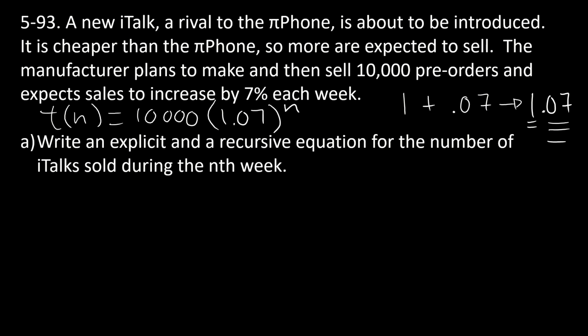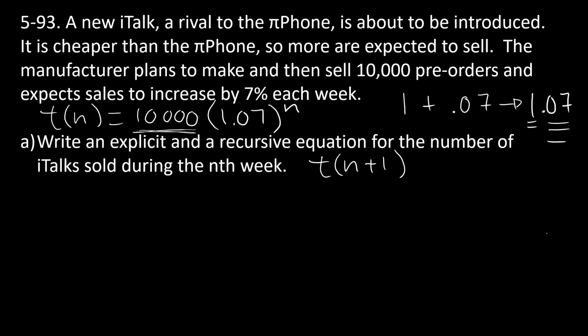So this is the same model I had before, right? It's my initial pre-sale, my 0th term, and every single time I move forward, I'm multiplying by 1.07. Now, the recursive part needs two things, right? I need to know how do I move forward, and I also need to know where I start. So I'm going to say, look, if I want to know the next week, right, the T of n plus 1, that's the next one.